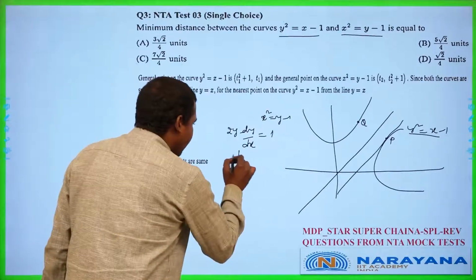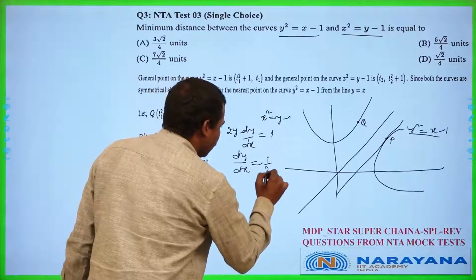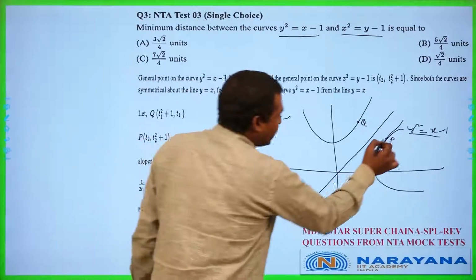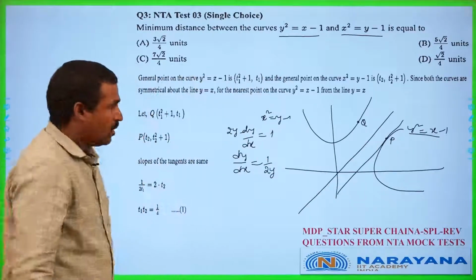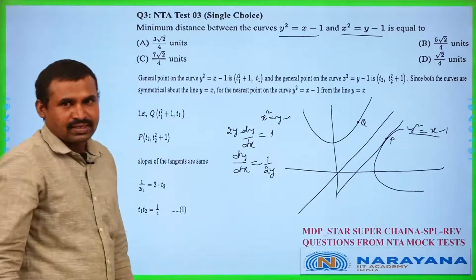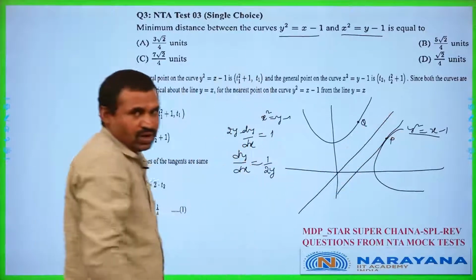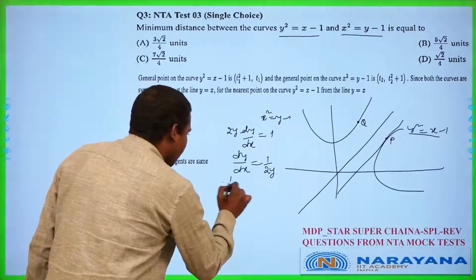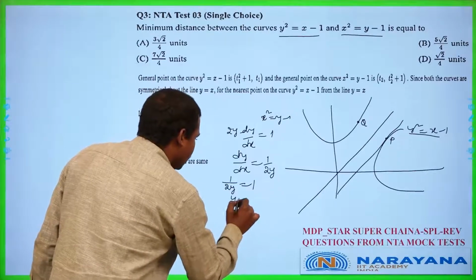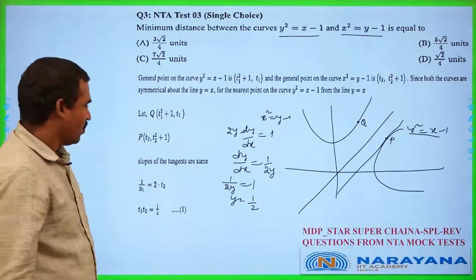So, dy by dx is equal to 1 by 2y. This is the slope of the tangent at P, but the tangent at P is parallel to y is equal to x, which means the slope at P is equal to 1 only. So, 1 by 2y is equal to 1. So, y is equal to 1 by 2.